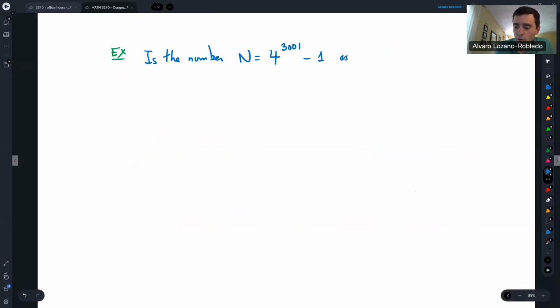Is the number divisible by 5? Is it a multiple of 5? Well, this is a gigantic number, so a priori, it's not easy to tell. You can do some tricks and actually find out what the answer to that is. But again, this is a job for congruences. So congruences are going to help us answer these questions, or we'll come back to this question later and solve it in a very easy way.